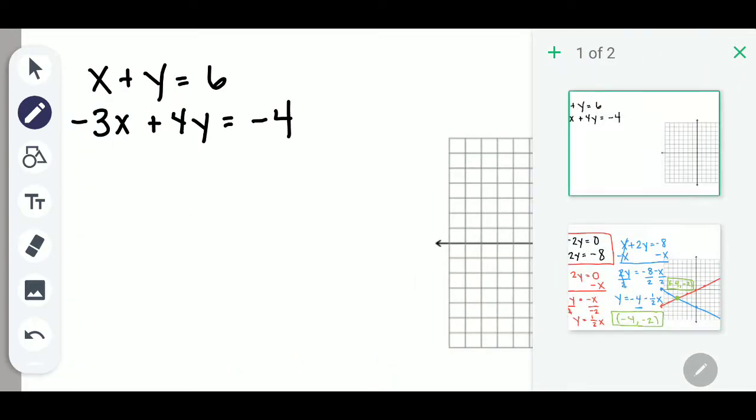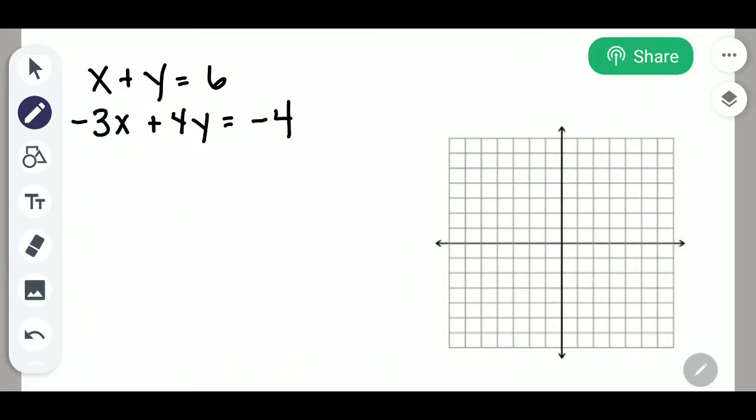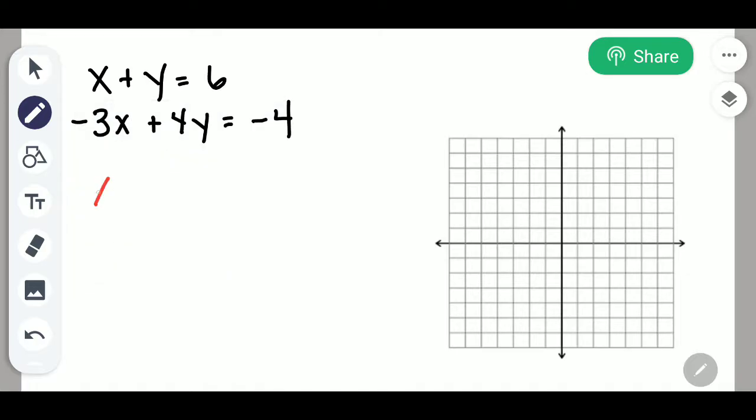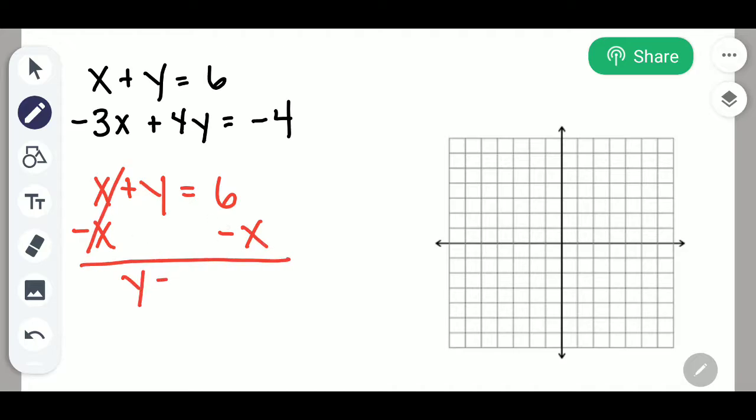Okay? So let's look at one more together. Oh, looks like I did them backwards. All right, so again, we have two equations here. So we'll use red for our first equation. And let's solve them for y. So in this first one, get rid of your x. And we get y equals 6 minus x. So there's 1. So we start at our y-intercept, 1, 2, 3, 4, 5, 6.